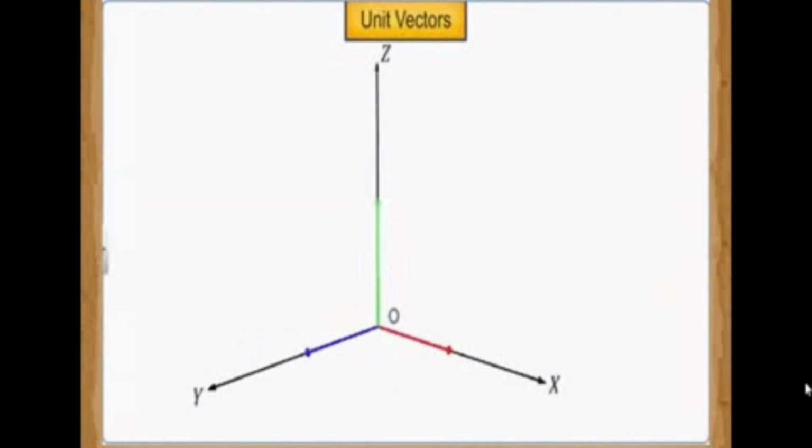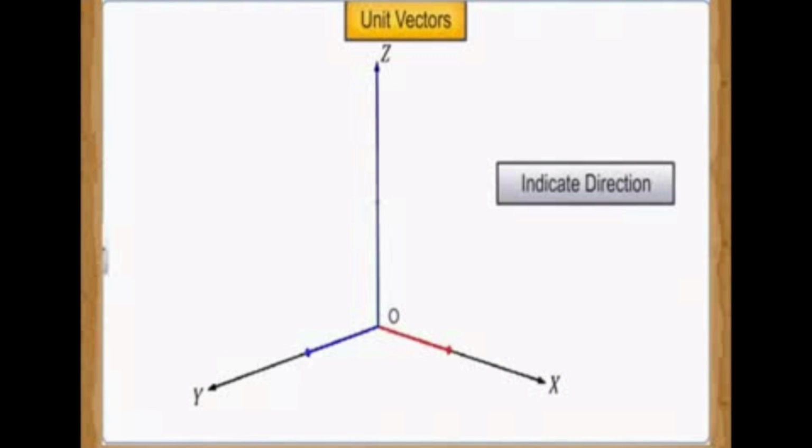So see that these are the three axes, the x, y, z axes, and O is the origin. Three different colors indicate the direction of the vector. Suppose you are taking the vector in these three coordinate axes. The x axis direction is the i vector, j is the direction of the y axis, and k is the direction of the z axis. That will indicate the direction.